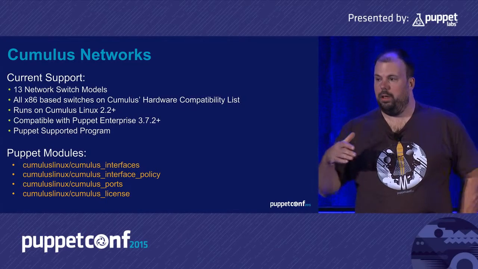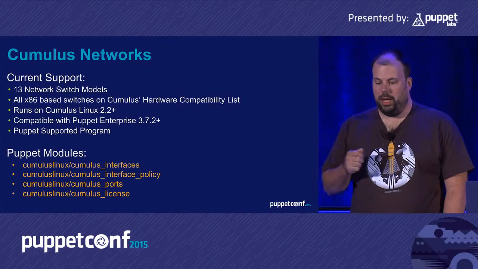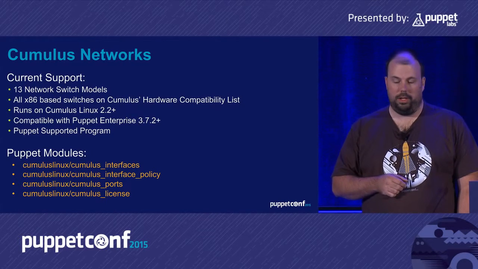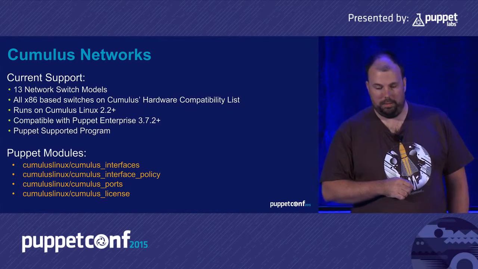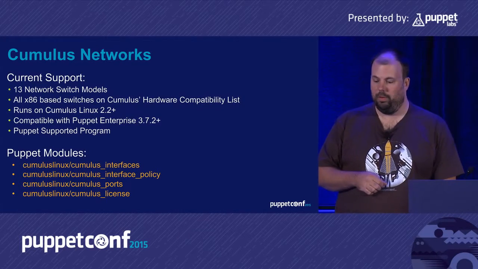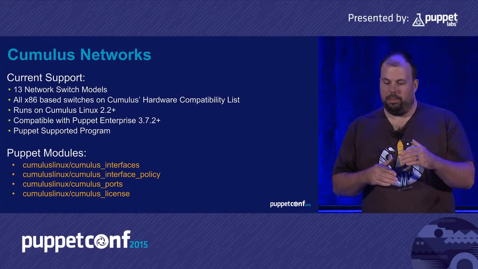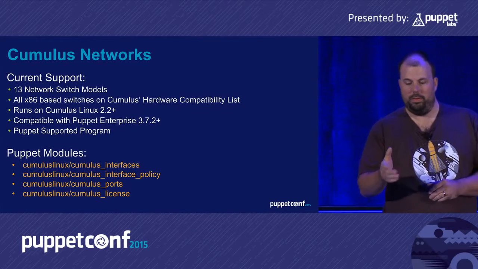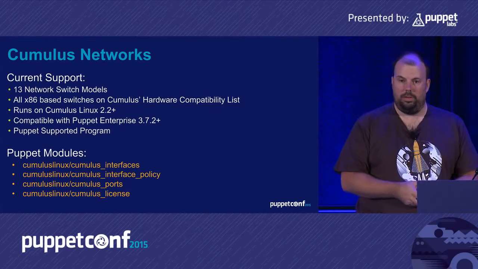And if you go to that, we support everything that's x86-based. And the support requires Cumulus Linux 2.2 or later. And it works with Puppet Enterprise 3.7.2 and later. And they're also part of the Puppet supported program. In terms of the modules, Cumulus kind of split out their modules into smaller chunks in terms of functionality. So you have everything from license management to port configuration to interfaces and interface policy.